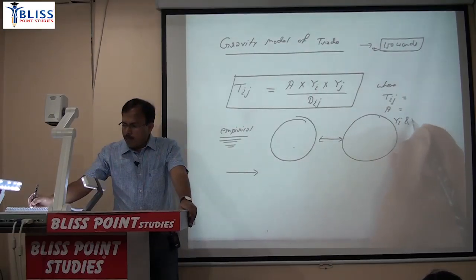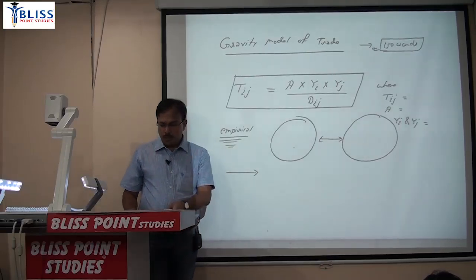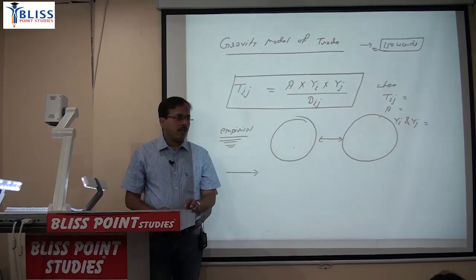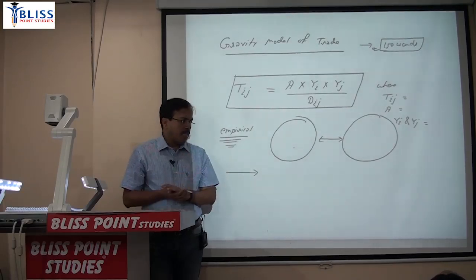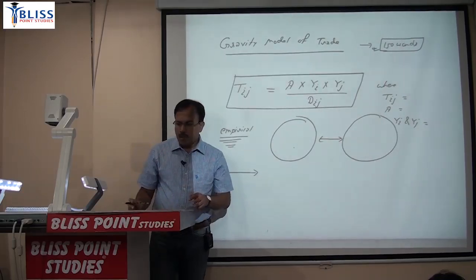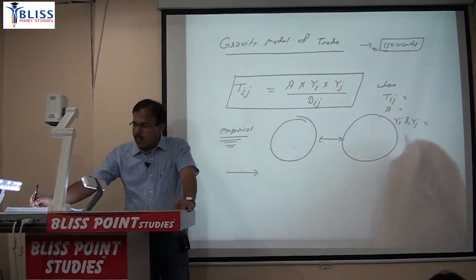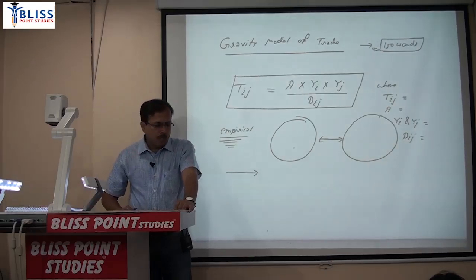YI and YJ are the GDP of country I and country J, and DIJ is the distance between the two countries.